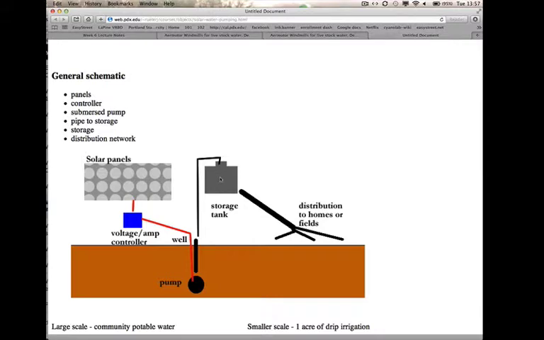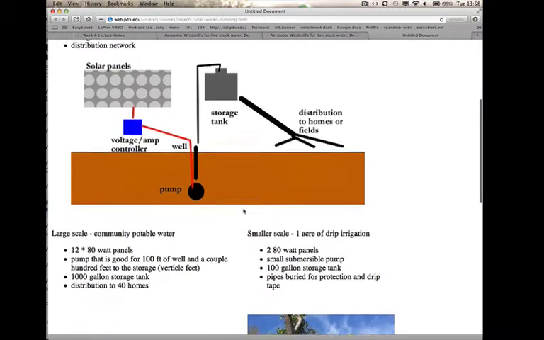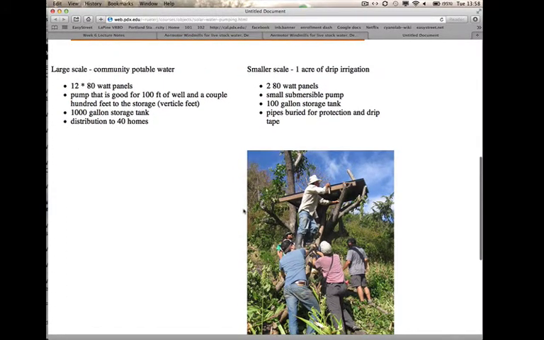But for drip irrigation, we might have a shallow well, which would require much smaller solar panels, and we're only going to drip irrigate for a period of time when there's water available to drip irrigate, and so we can have a much smaller panels, pump, and storage tank. So just for example, on here, a large-scale community potable water, you might need 1,000 gallons to distribute to 40 homes, but for a small-scale drip irrigation for an acre might only need a 100-gallon storage tank. So these are very different sort of project goals, and it shows the flexibility of scaling the solar panels, the pump, and the storage all to the very specific purpose.